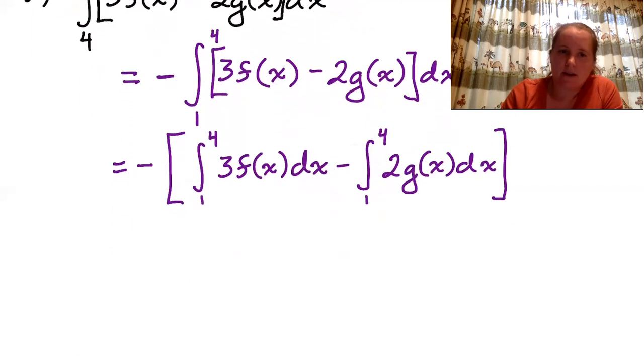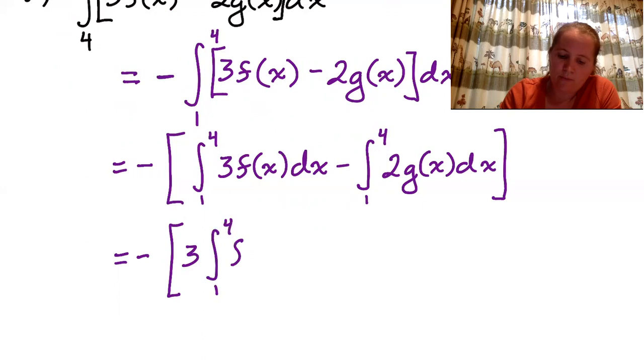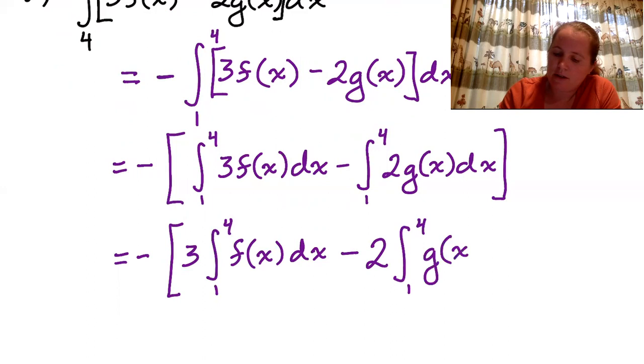We can pull out our scalar multiples. So this becomes negative. Then we pull out a 3. So we have 3 times the definite integral from 1 to 4 of f of x dx. And then minus, pull out a 2 times the definite integral from 1 to 4 of g of x dx.